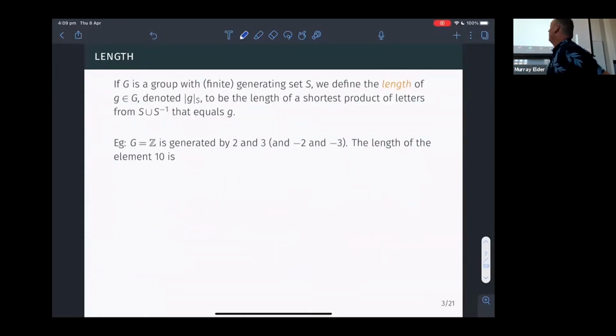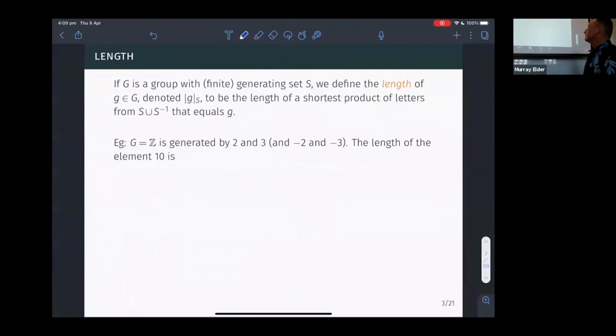So let G be a group with a possibly finite or infinite generating set, and define the length of a group element, absolute value of g, to be the length of the shortest possible product of letters that equals g. Out of all the possible ways to represent g with that generating set, give me a shortest way to do it. So here's quiz number 1. Generating the integers by 2 and 3, what's the length of the number 10?